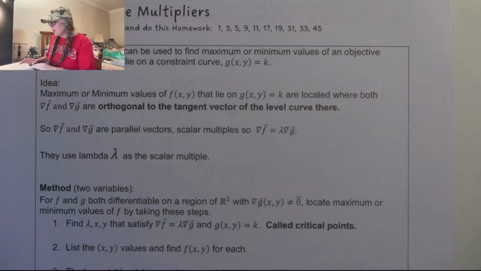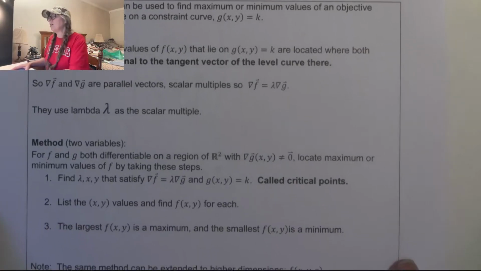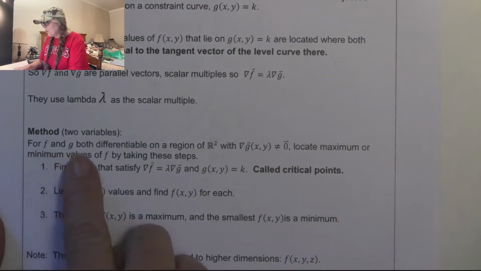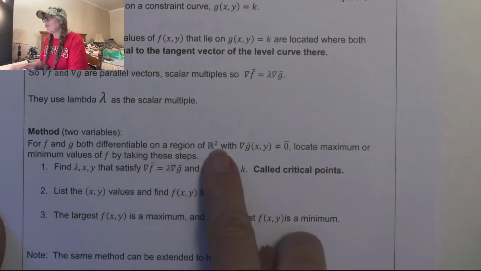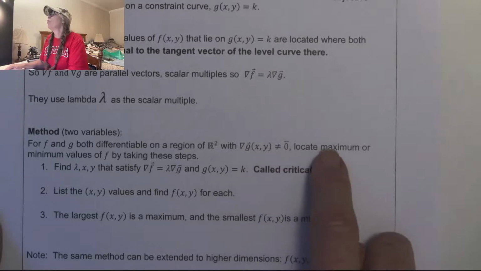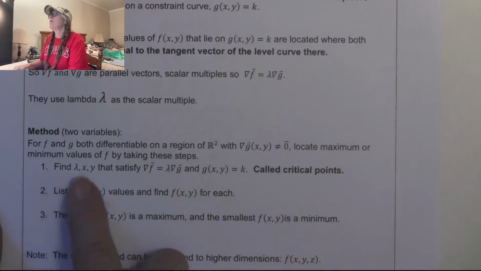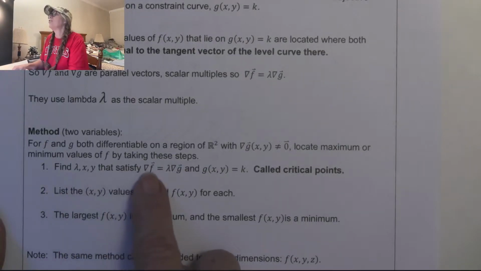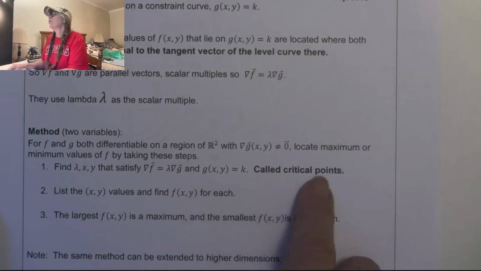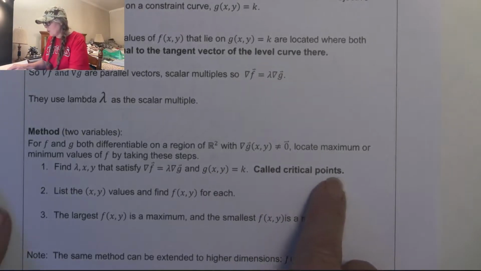The method that we're going to use for finding it is not difficult, but it does get hard to solve sometimes. For f and g both differentiable on the region R2 with the gradient not equal to 0, locate maximum or minimum values by taking these steps. Find lambda, x, and y that satisfy this condition, and also satisfy this condition, which is your constraint condition. These values are called your critical points.